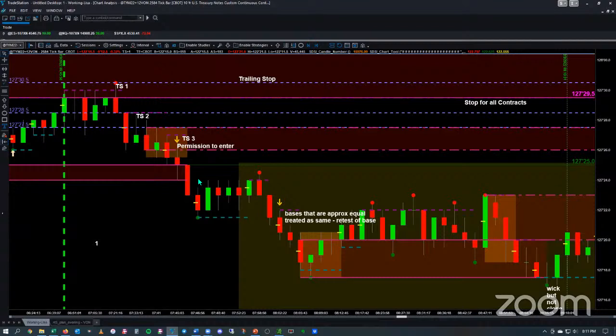Yes, and the purpose of this strategy was trying to figure out where we could safely add on to the trade. What were the signals that we wanted to see to feel like we could add on?